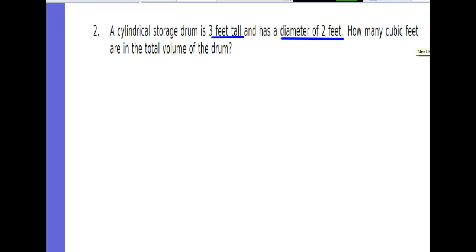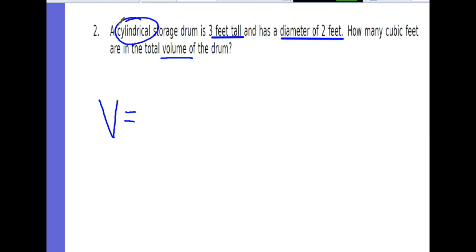Problem number 2. A cylindrical storage drum is 3 feet tall, with a diameter of 2 feet. How many cubic feet are in the total volume of the drum? So we are looking for the volume of a cylinder. So we need to start with the volume of a cylinder formula.